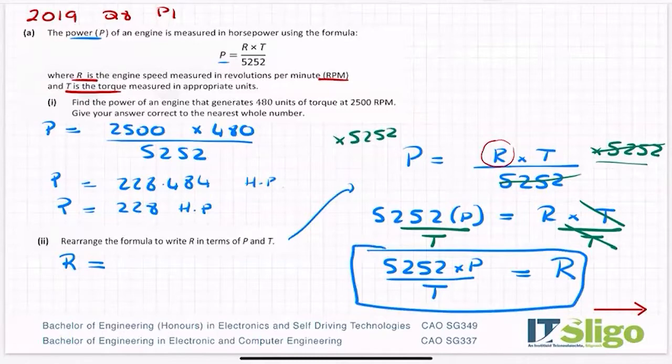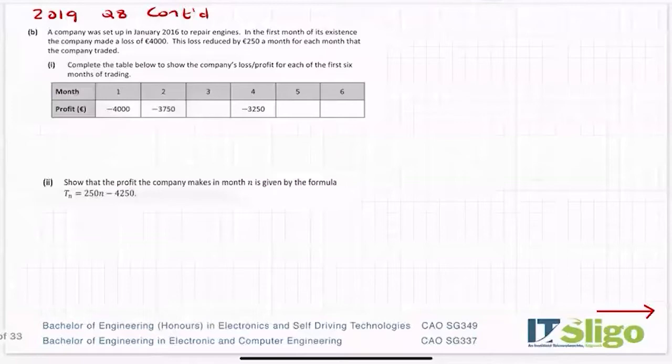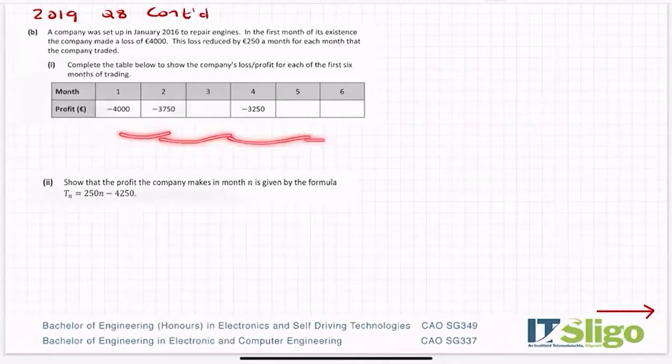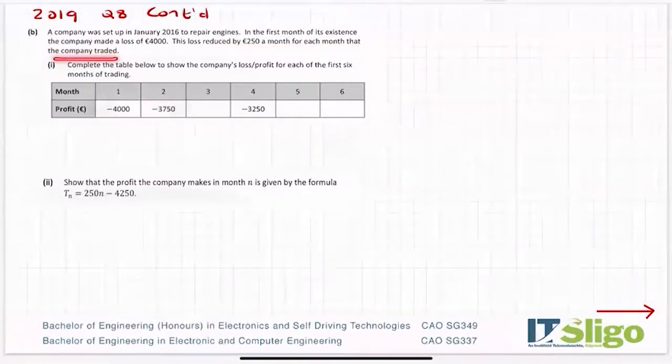Okay, so that was A, part 1 and part 2. Part B then brought you into more sequence and series type stuff. A company was set up in January 2016 to repair engines. In the first month of its existence, the company made a loss of minus 4,000. It's not very unusual for a brand new company to make a loss as you start off, and you'd hope that loss would get smaller. The loss reduced by 250 a month for each month that the company traded. Complete the table below to show the company's loss or profit for each of the first 6 months of trading.